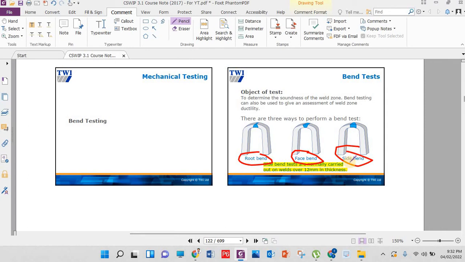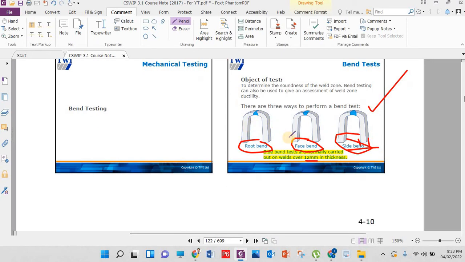He will say why we use the side bend test, or when we use the side bend test. If the material thickness of the weld thickness is above 12 millimeter, then the side bend is recommended. Okay, this is clear. In the side bend, if the material thickness is more than 12 millimeter, side bend. If less than 12 millimeter, root bend or face bend, both could be okay.